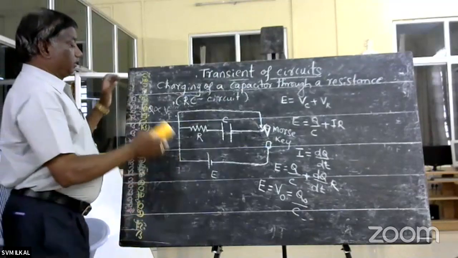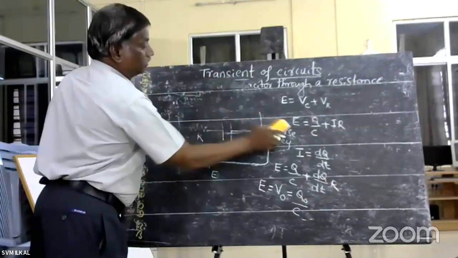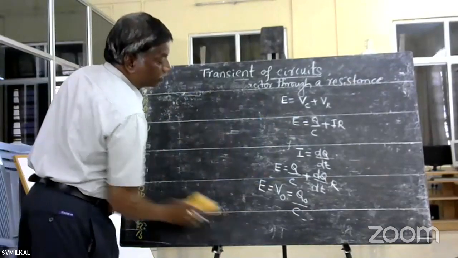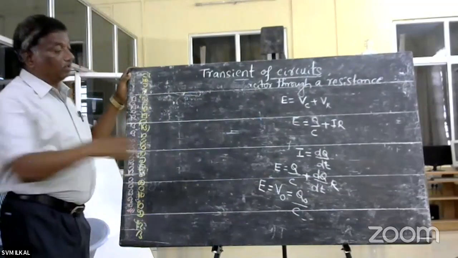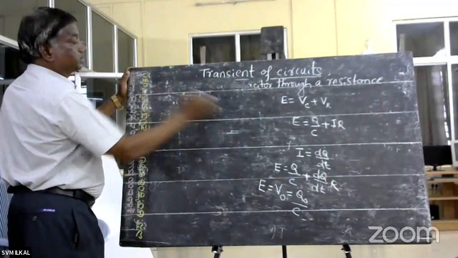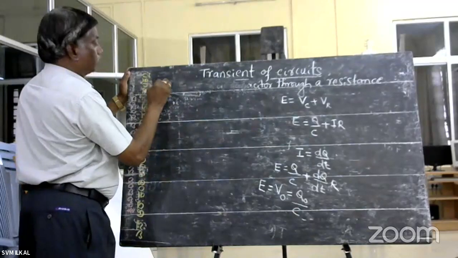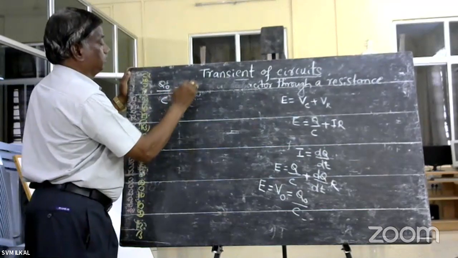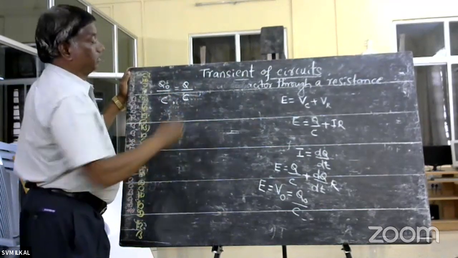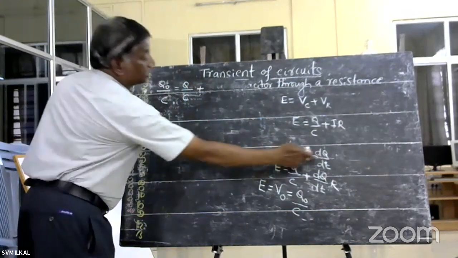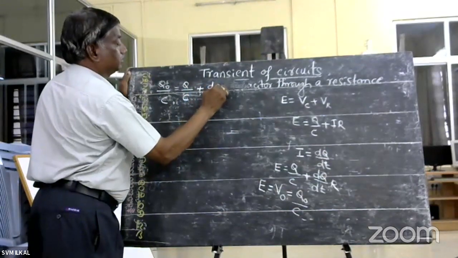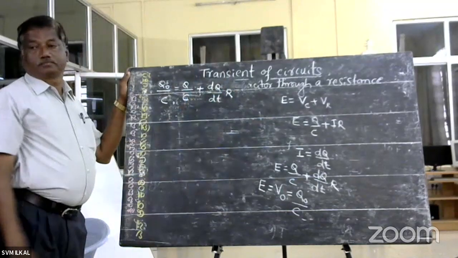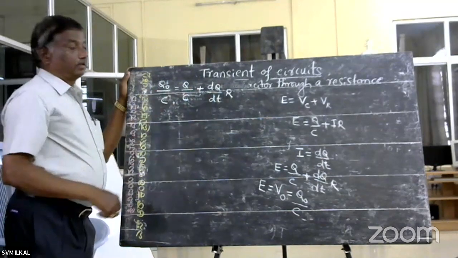Okay. If we substitute the value of E equal to V naught, or Q naught by C, in the above equation, what? E itself is Q naught by C, equal to Q by C plus I, where I is substituted as dQ by dt, into R. Okay, this is an equation.